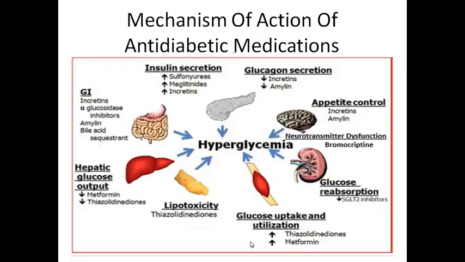So we have anti-diabetic drugs. As I said, they act on all the octet of type 2 diabetes. So we have insulin, and the drugs which cause increased secretion of insulin.